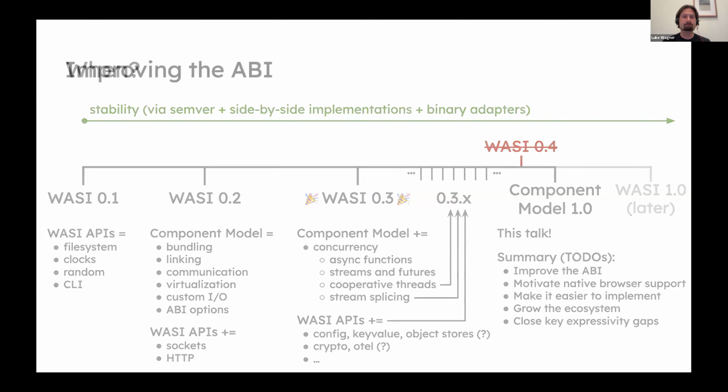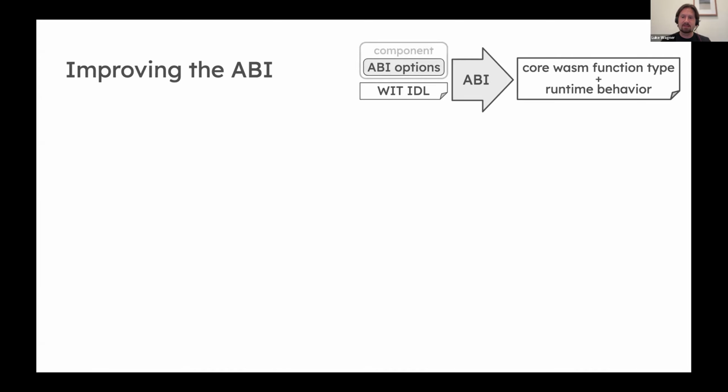So the first to-do is to improve the component model ABI based on the feedback and experience we've gotten since the release of WASI Preview 2. And when I say ABI, I'm referring to the core WASM function type and runtime behavior that correspond to a WIT-defined interface. And a powerful thing about the component model is that its ABI is parameterized by a small set of ABI options that each component gets to pick internally to configure important details like string encoding and multi-memory.